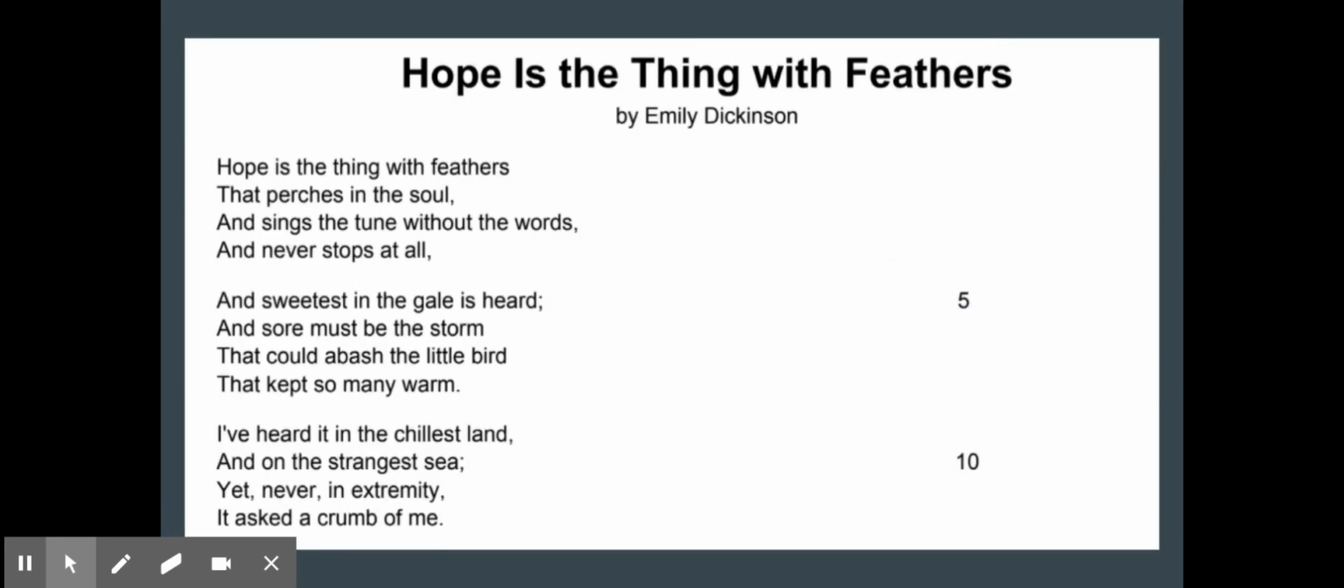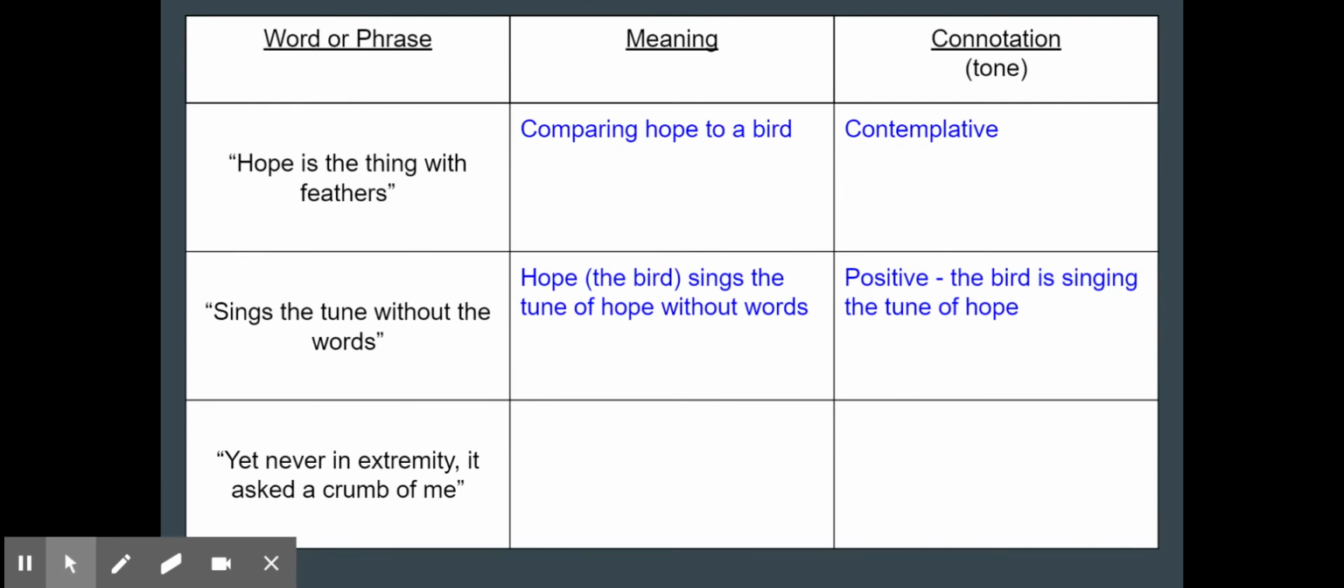All right, sings the tune without the words. So right here, sings the tune without the words. So this bird is continuing to sing the tune, never stops at all, and just keeps on going. So what's the meaning of that? Well, the hope or the bird sings the tune of hope without words, and it's positive. That bird is singing that tune of hope. It never stops. Again, make sure that you're pausing to get this down.